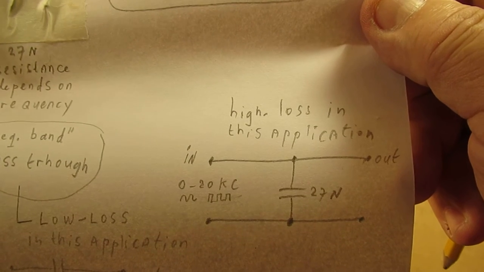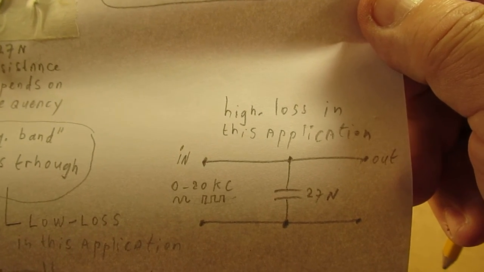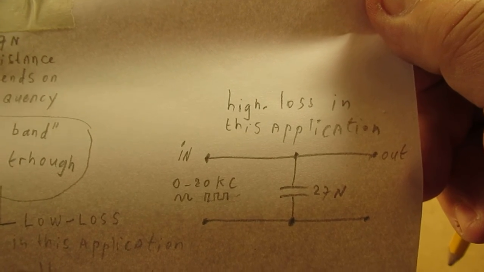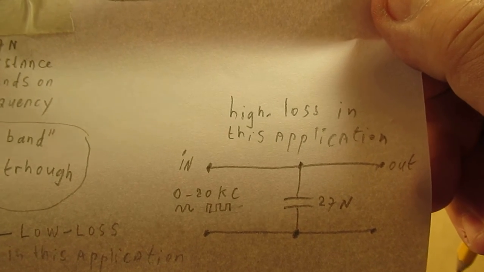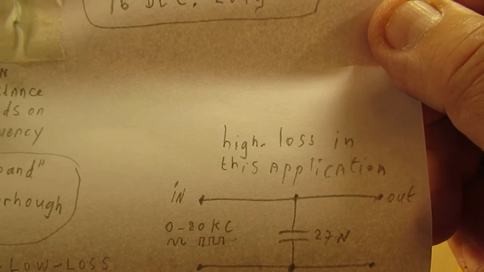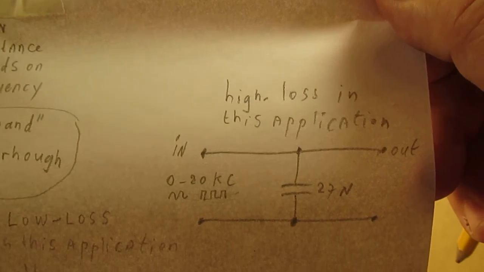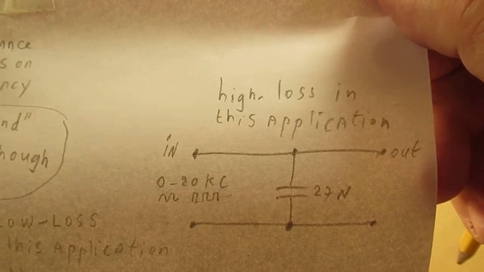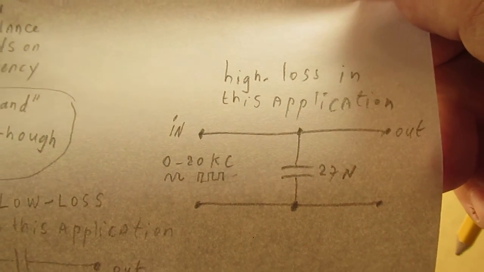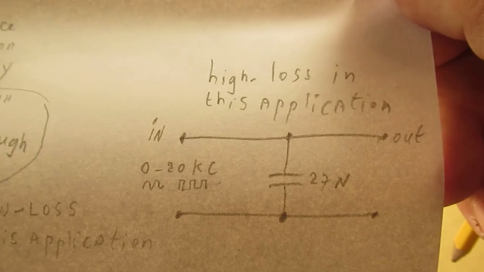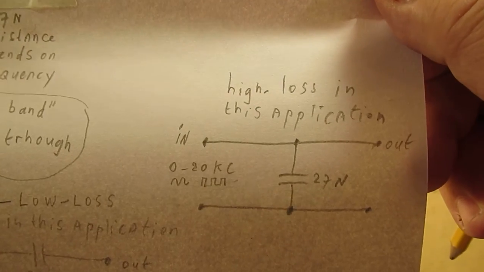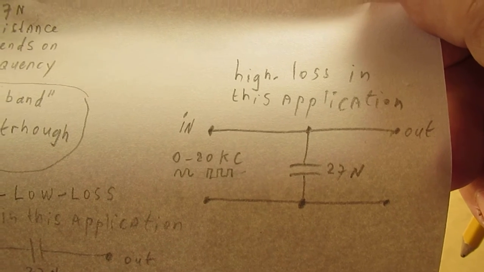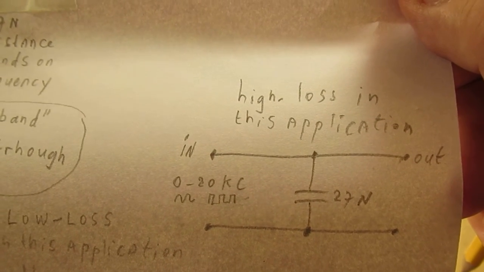Now we shortcut all the high frequencies to ground. It also has everything to do with the impedance of the circuit and a frequency-dependent property of that capacitor. But of course, this is in a certain way also a theoretical circuit, because we don't know the input impedance, don't know the output impedance.